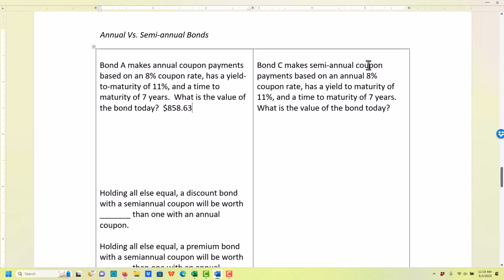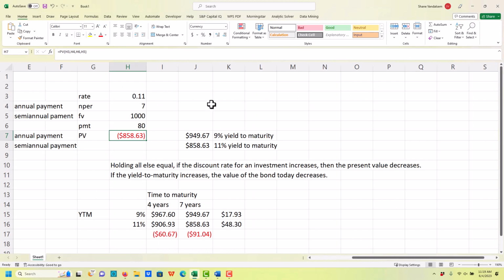Bond C makes semi-annual coupon payments based on an annual 8% coupon rate, has a yield to maturity of 11% and a time to maturity of 7 years. So the only difference here, Bond A in this case makes annual coupon payments. Bond C makes semi-annual coupon payments. So what we need to change is the rate. We're going to divide this rate by 2 because now we want the periodic rate. So this is the rate for every 6 months. Our number of periods is going to double, so it's going to be 14. And our payment's going to fall in half. So those are the adjustments we would make.